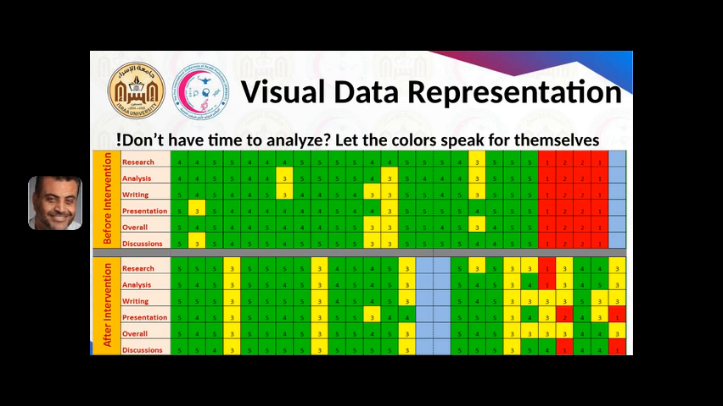As you can see on the left-hand side, before the intervention, and then the criteria is on the left: research, analysis, writing, presentation, overall, and discussion. And the red indicates that someone did not do well in each of these categories. If you look at the after intervention among all these criteria, you can see more green the second time. The red is almost gone, and it's changing into green and yellow, so there is an improvement in this particular group. We'll see a couple more of those in the next few slides.